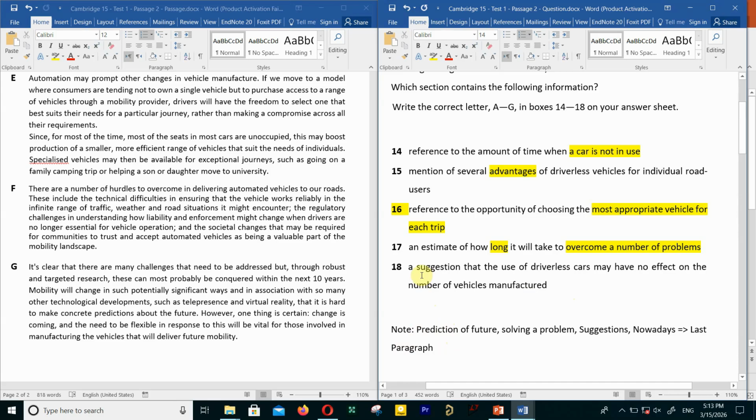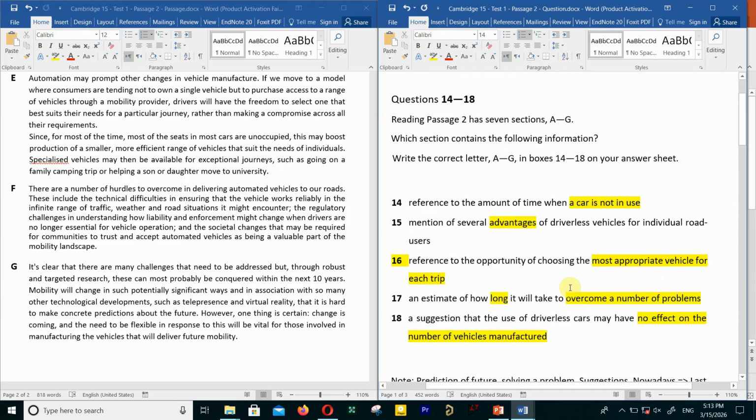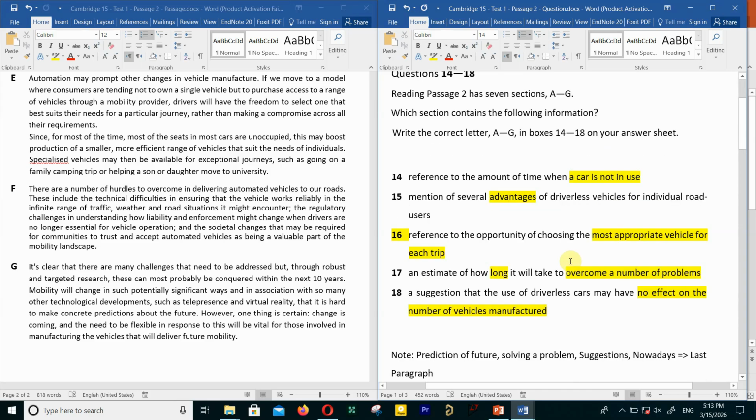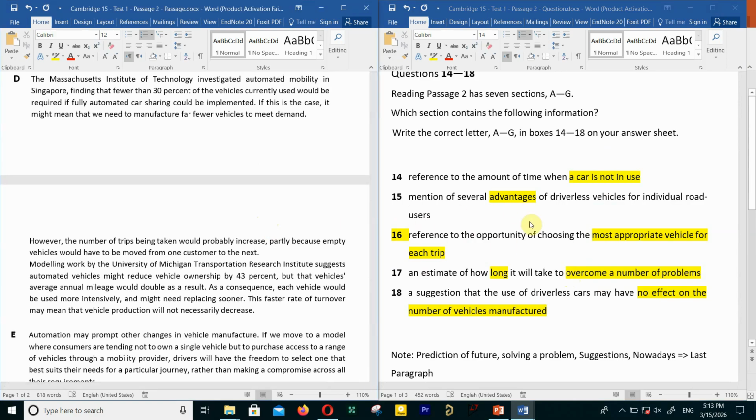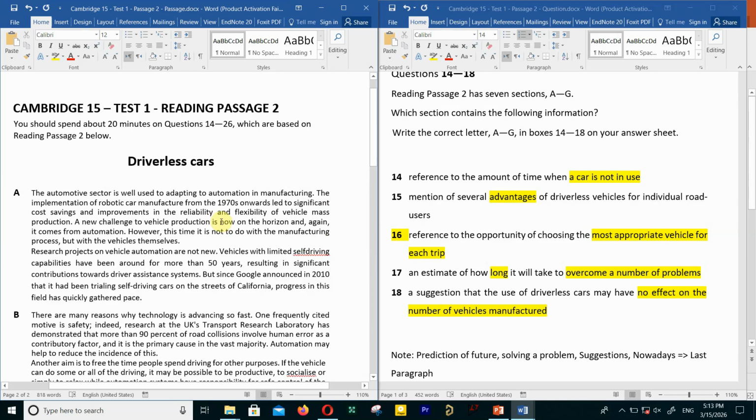A suggestion that the use of driverless cars may have no effect on the number of vehicles manufactured. No effect on the number of vehicles manufactured. You have to focus on the keywords in the questions to have a great idea of what's happening, then go through the passage. And sometimes you have to review all of this. At the beginning, it's a little bit difficult.